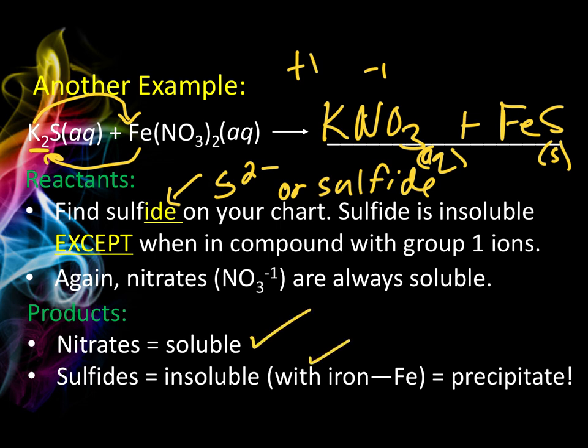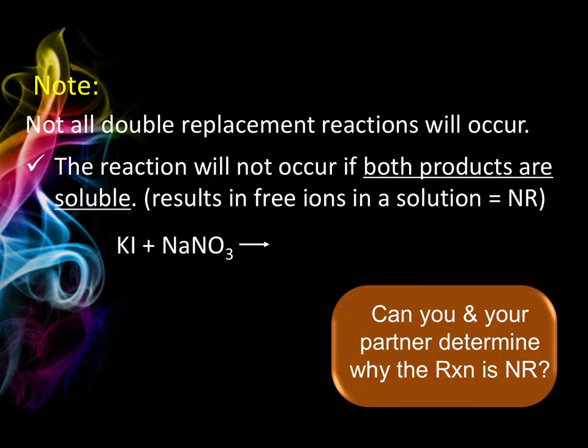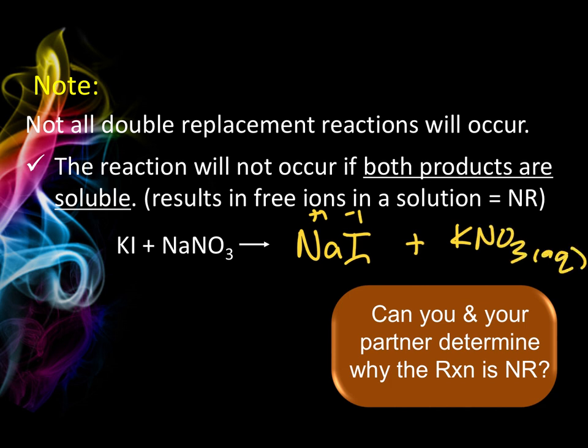Sulfides are insoluble with iron, and that equals a precipitate. So all you have to do is look up, find out which one it is. Pretty simple. Not all double replacement reactions are going to occur. If both products come out as aqueous, let's see what these products are. I'm going to have NaI, well, that's an alkali metal, plus one, minus one, and I'm going to have KNO3. We always know potassium nitrate, for the 87th time, is aqueous.